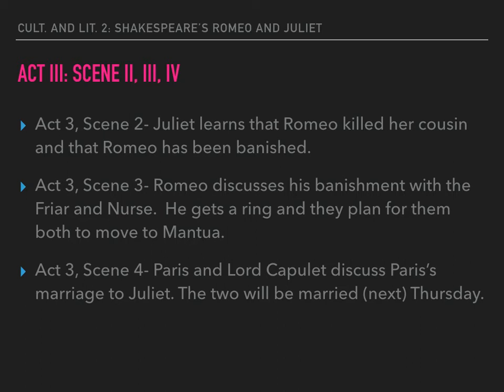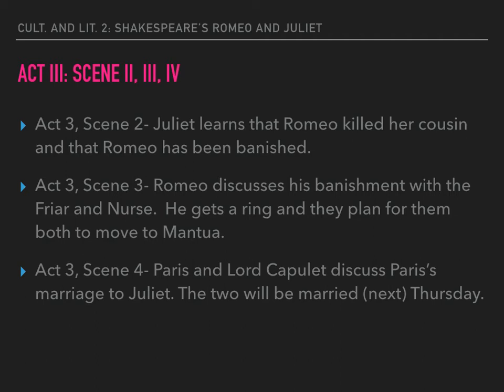In Act 3, Scene 3, Romeo says to the friar that he has to leave, that he has been exiled to Mantua, and he's discussing this. And he gets a ring from the nurse, and they plan for both of them to move to Mantua.